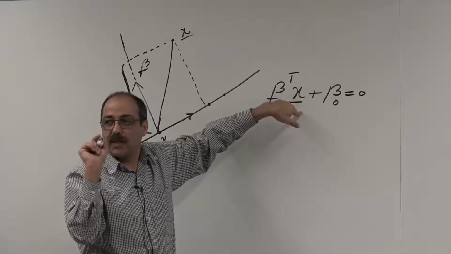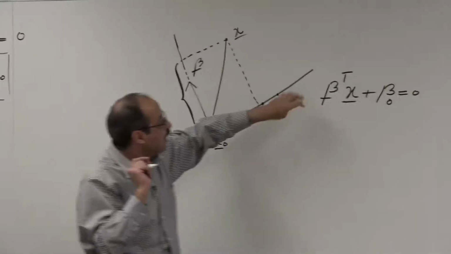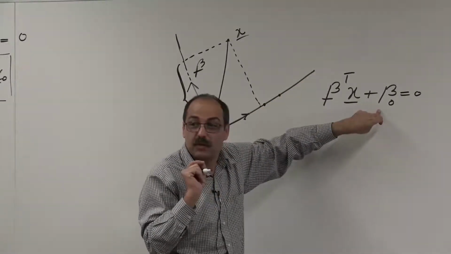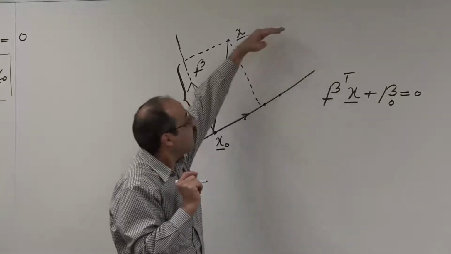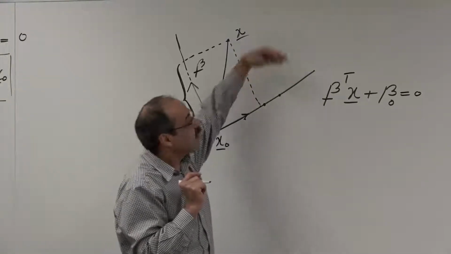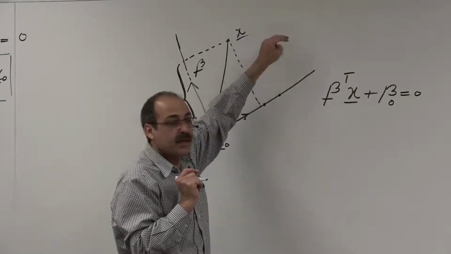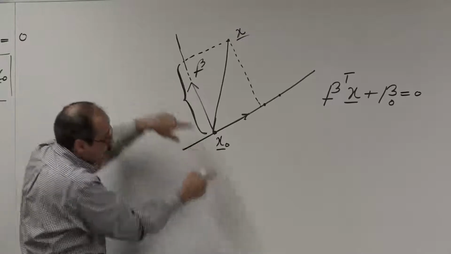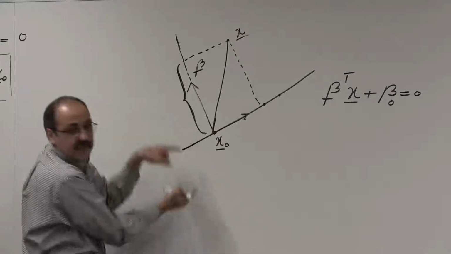But we are not quite done, actually. If the point is on the hyperplane, beta transpose x plus beta null is equal to 0. If the point is not on the hyperplane, if I'm on one side of the hyperplane, then this is going to be positive. If I'm on the other side, this is going to be negative.